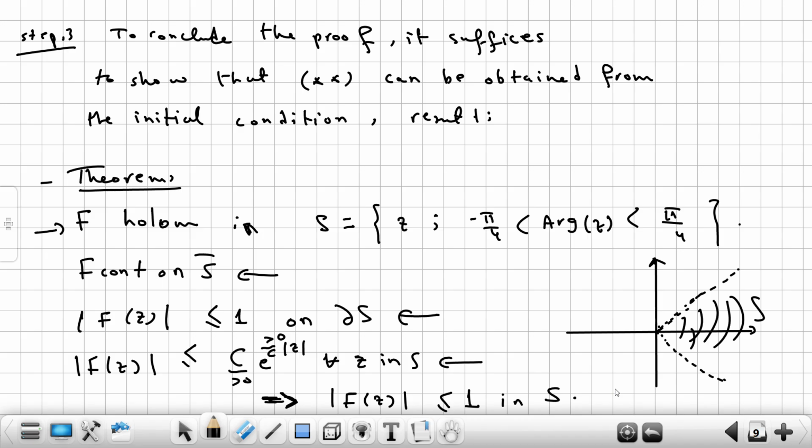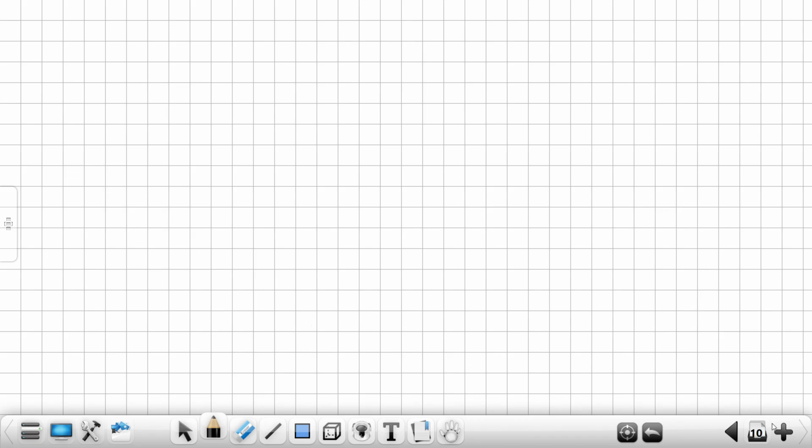Now, in other words, if F is holomorphic in S and continuous in S bar, and if F is bounded by 1 on the boundary of S and has no more than a reasonable amount of growth in S, then F is actually bounded in S by 1. So this is what the theorem is saying. Okay, now proof.